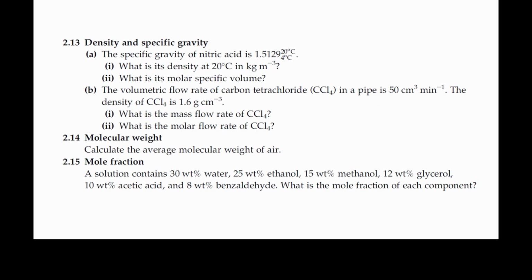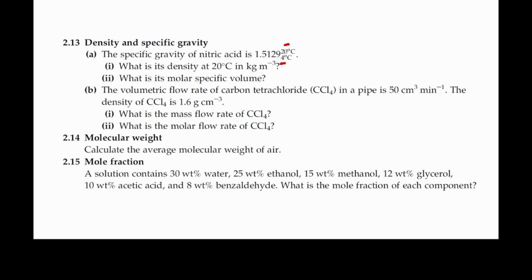So if you know at what conditions the reference points are calculated, then we can easily convert specific gravity into density. In this case, the problem asked is the specific gravity of nitric acid is 1.519, and few things are given, that is 4 degrees centigrade and 20 degrees centigrade. So first let us understand what is this particular phenomenon.